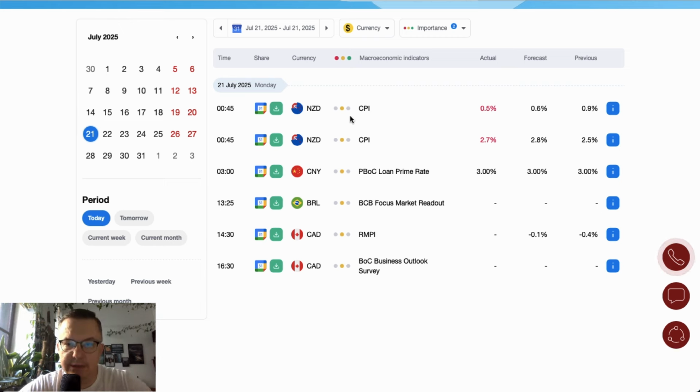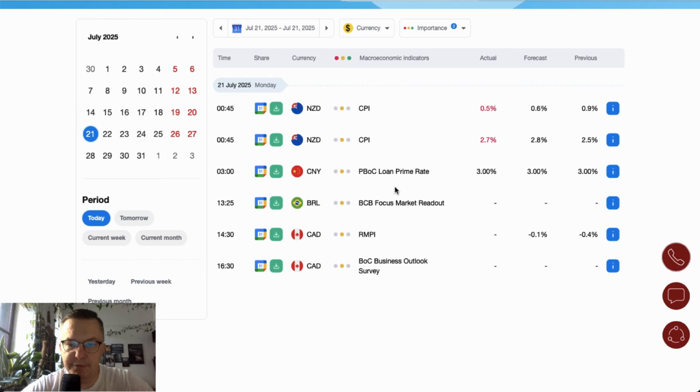CPI from New Zealand was lower than expected. Previous number 0.9, actual number 0.5. In the yearly time frame, we got 2.5% previous number. Now the actual number is 2.7%. So it's rising slowly during the year, but not that fast.